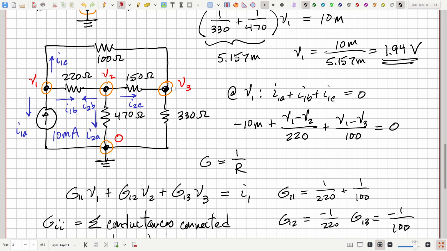Now we do a third equation at node 3, node V3. So we're going to have, let's call this I3A.